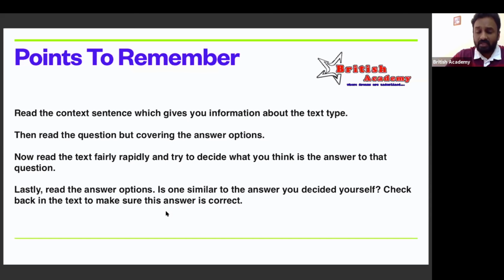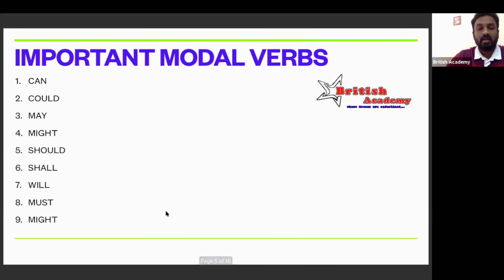Lastly, read the answer options. Is one similar to the answer you decided yourself? Like what you have decided, is that the same one? Check back in the text to make sure the answer is correct. So these are pretty easy, simple steps. We'll be doing this live, so things would be easy for you and you will be able to understand it in a much better way.